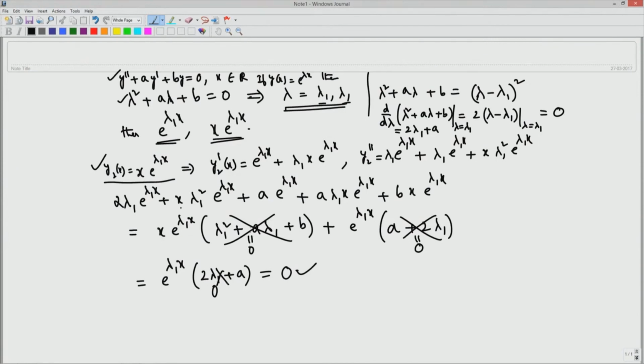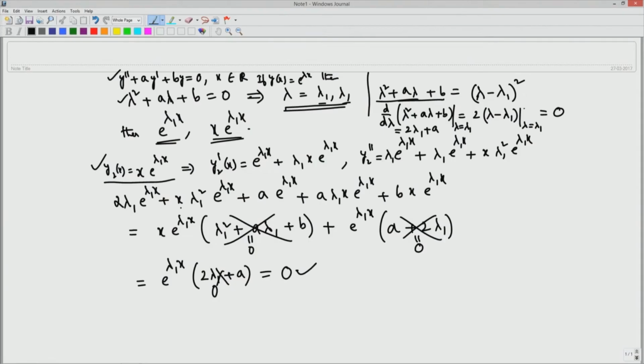And the third solution you need is x square into e power lambda 1x, that is also a solution. Like that you can go on up to x power k minus 1 into e power lambda 1x. That is also a solution you can show just by putting into the equation, because of the property that in the polynomial, if you have k roots, this will be (lambda minus lambda 1) power k. So if you differentiate up to k minus 1 times, it will be 0.